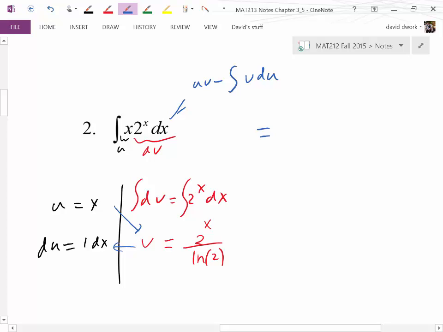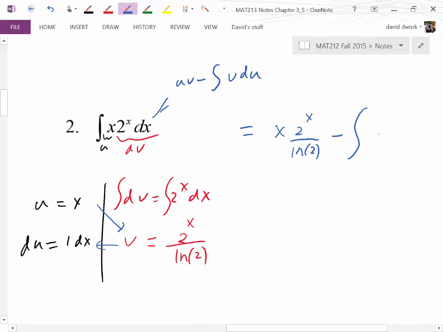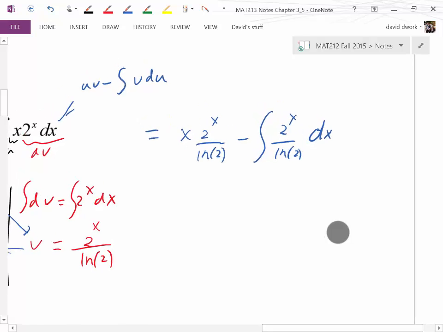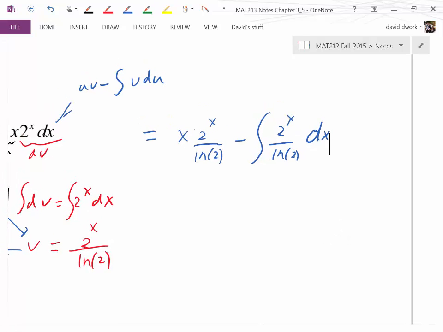So my diagonal would be x times 2 to the x divided by the natural log of 2 minus the integral of, okay, now we have 2 to the x divided by the natural log of 2 dx. All right, so now let's ask ourselves, did this get any better? Now, the nice thing is this outside stuff here, we don't care how messy it gets because we don't have to integrate it.